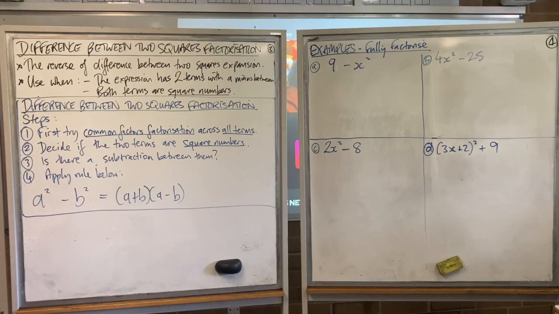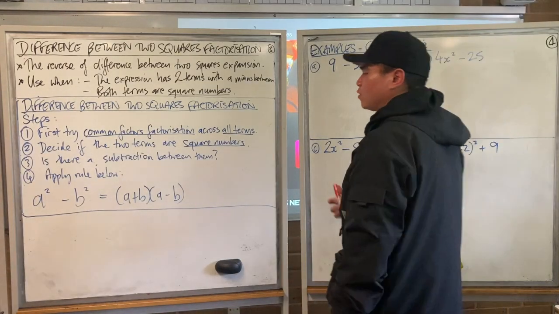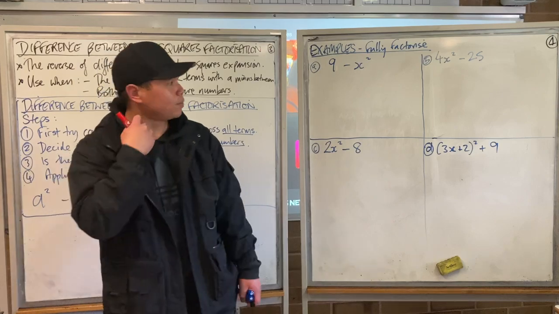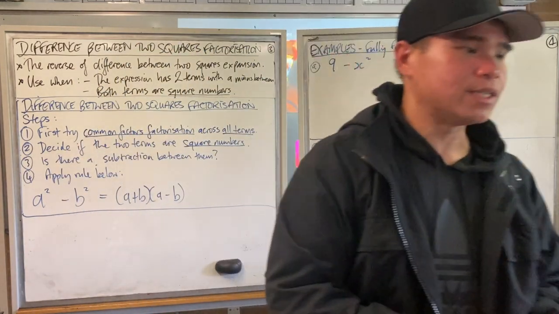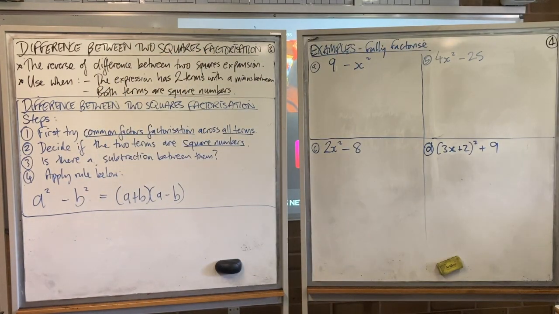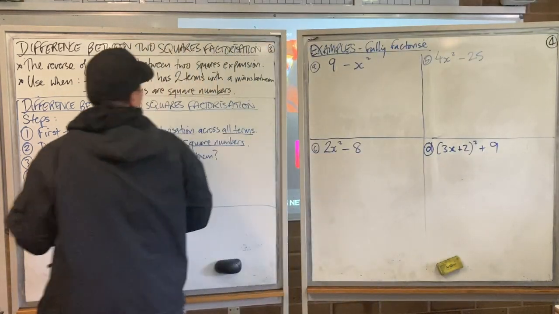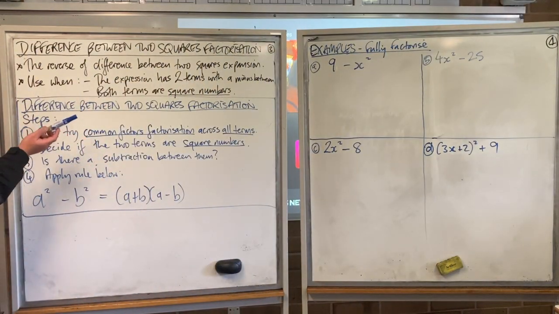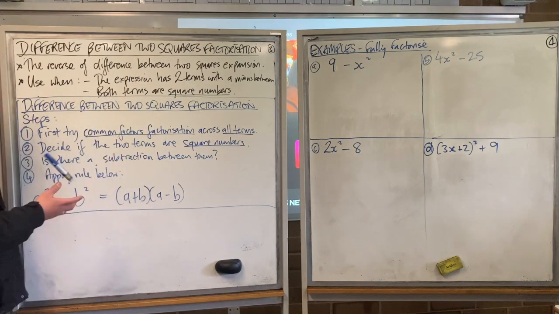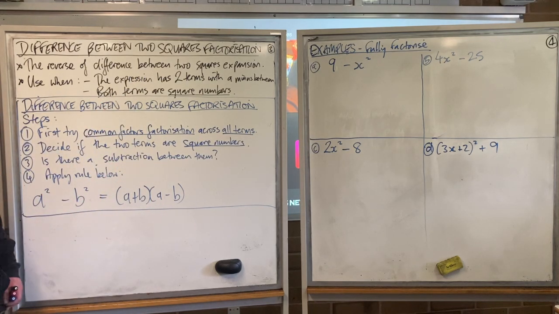Alright, I'm going to teach you how to deal with difference between two squares, factorization. Last term I already showed you how to do difference between two squares, expansion. It's the same thing but backwards. So when do you use it? The expression has two terms with a minus between it. And also both terms are square numbers.